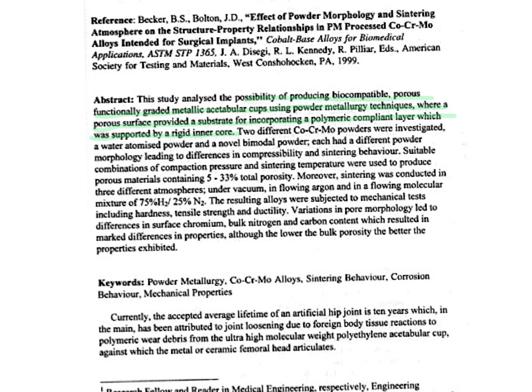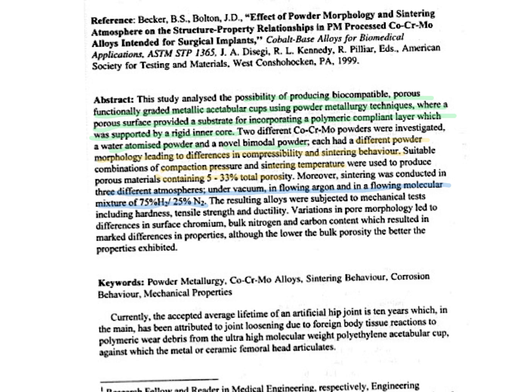And so it's important to us because we're talking about water atomized powder and a novel bimodal powder. As it says, each had a different powder morphology, leading to differences in compressibility, which shouldn't surprise you, and sintering behavior, which also shouldn't surprise you. Compaction pressure and sintering temperature were used to produce porous materials containing 5 to 33% total porosity, so they're playing around with the porosity. What is the right number to get the polymer to flow into these pores? And then again, as before, there are different atmospheres: vacuum, argon, and a flowing mixture of 75-25 hydrogen to nitrogen, which is a pretty high hydrogen content.